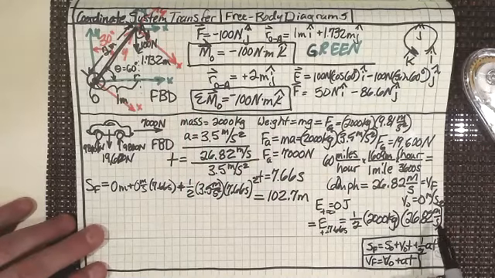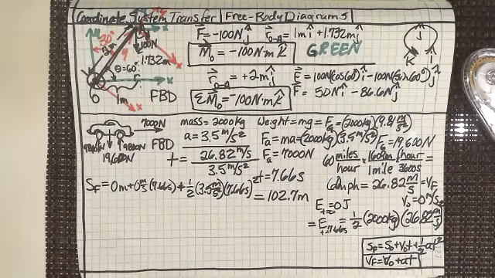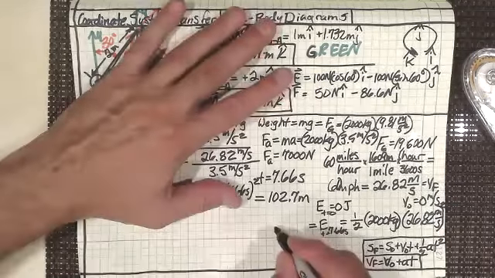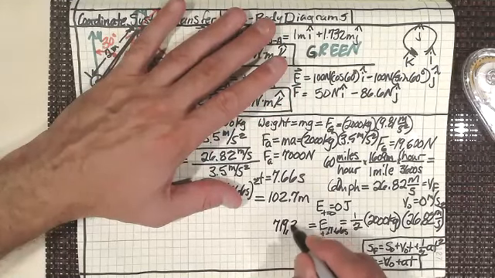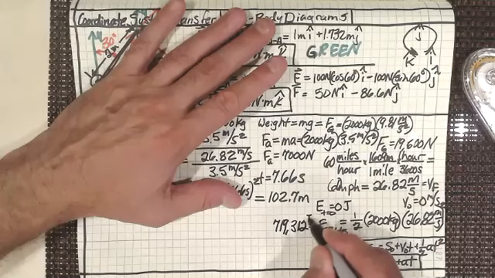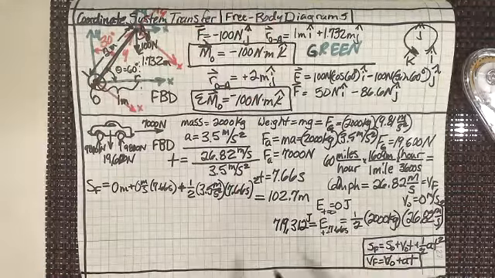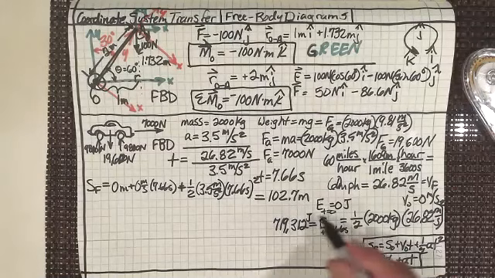Now, let's add those up, though. 26.82 squared gives me a huge number, 719 times 1/2 of 2,000, which is just going to be 1,000, right? So 719,312 joules, right? That's not a lot of energy.